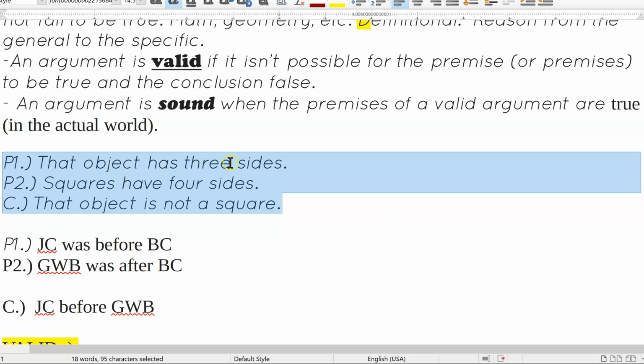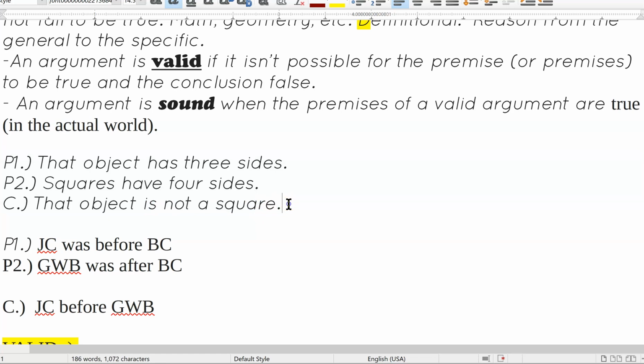That object has 3 sides. Squares have 4 sides, so we can conclude that object is not a square. There's nothing new about our conclusion, right? It just puts together these facts and comes out with this. So as powerful as deductive arguments are, they don't actually generate anything new.